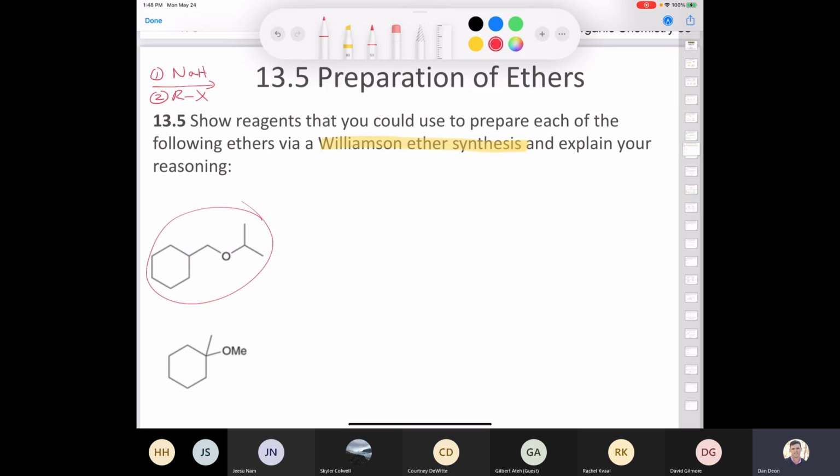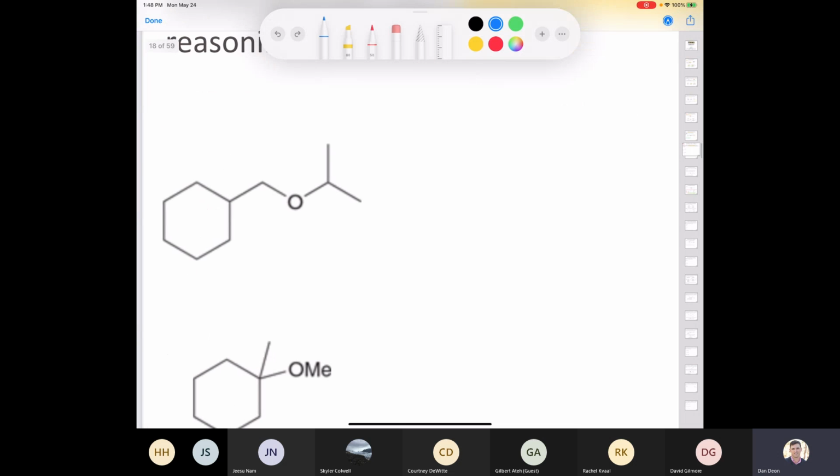If you think about this ether over here, I mean, you could break it on either side. If you were to break it here, right? If you were to break that there and start with the alcohol on this side, then your alkyl halide would have to be this. Let's use an iodide just for interest's sake. And if you broke it on this side, then your alkyl halide would be this. Which one of these would be the best alkyl halide to actually use in a Williamson ether synthesis? Would it be the one in red or the one in blue? And it's not a trick question.